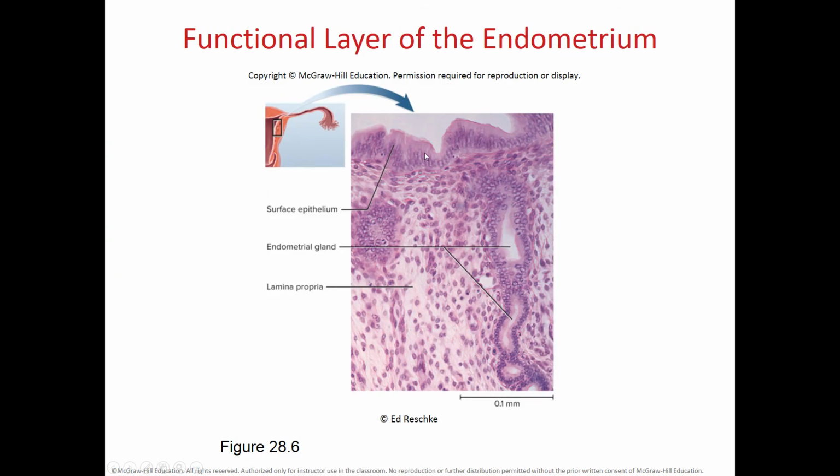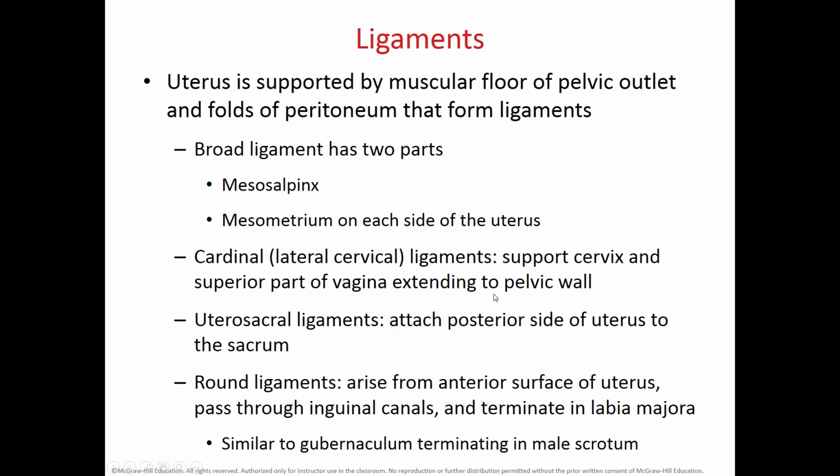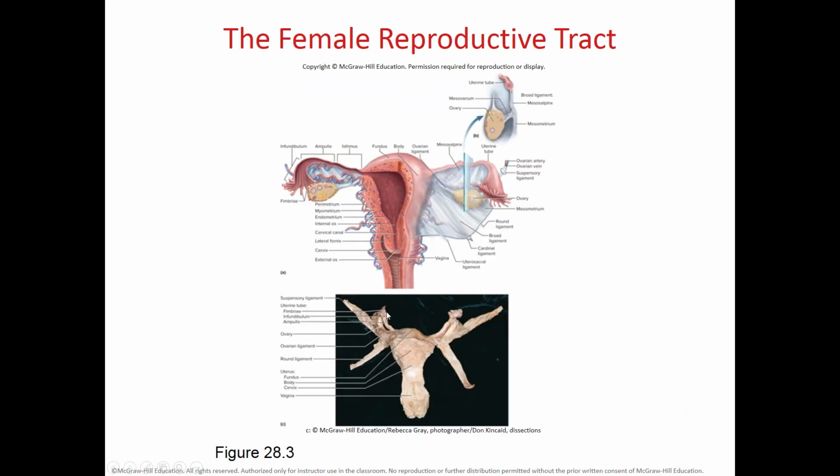So this is the simple columnar epithelium. These are the endometrial glands, and this is the lamina propria. So I already talked about these ligaments. Another name for the cardinal ligament is lateral cervical ligament, and I already told you how they connect.